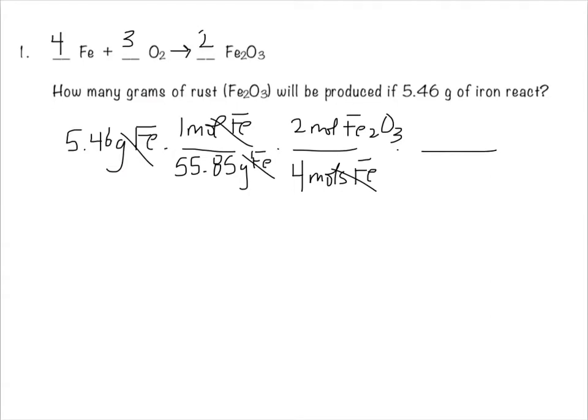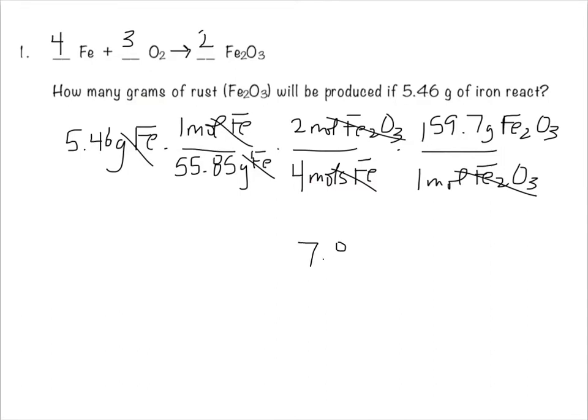So I have to do one more calculation, which is just the molar mass. 1 mole of iron 3 oxide has a mass, and if you add them up, it's 159.7 grams of iron 3 oxide. Moles cancel, and now all I need to do is solve. I'm going to multiply across, multiply, and then divide. When I do that, my answer rounded to 3 sig figs is going to be 7.81 grams of iron 3 oxide.